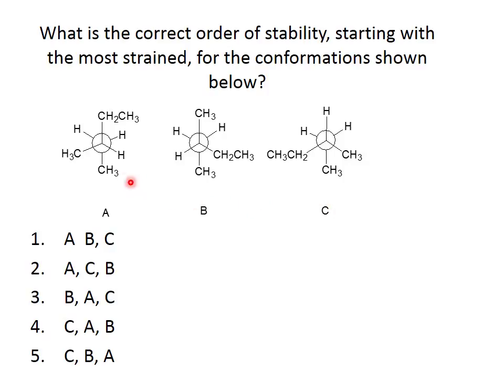Next, if I look, I can see that the biggest group is gauche to the methyl right here. Over here, there's a smaller group that is gauche to the methyl. So this is going to be the most stable. This will be intermediate stable. So it goes C, B, A, number 5.